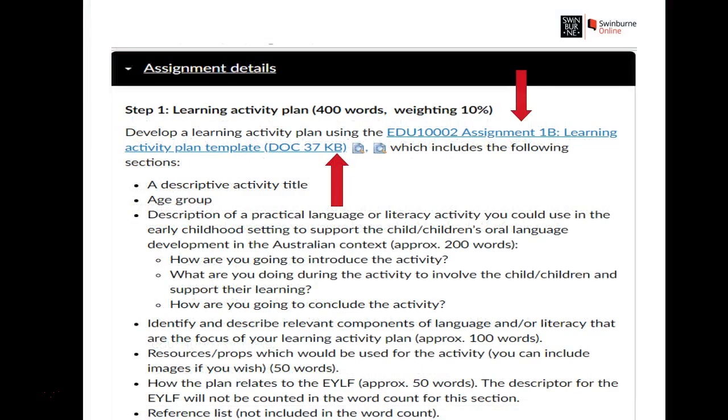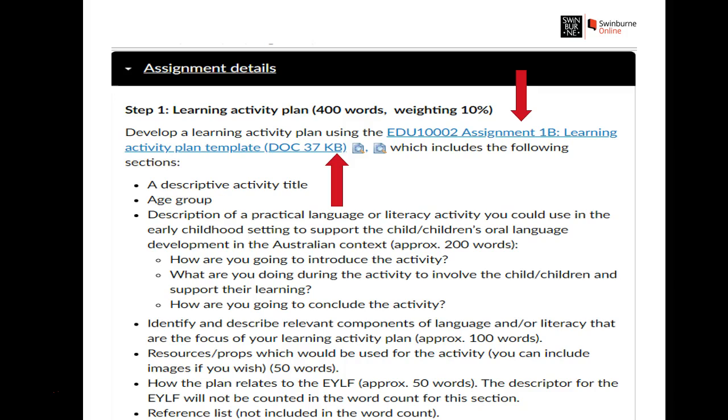So the assignment details. If we have a look at our learning activity plan firstly, it's 400 words, so you need to be quite succinct in what you are writing, and you must use the learning activity plan template. That's why I put those big red arrows there. Please don't go and make one up for yourself. You're going to lose marks if you do that. Use the activity plan template. That's why it's provided.